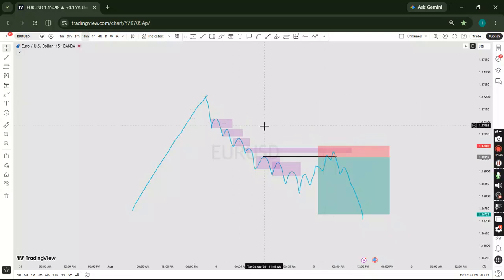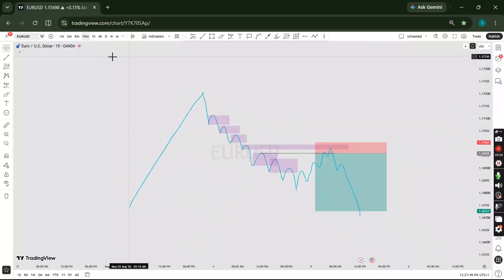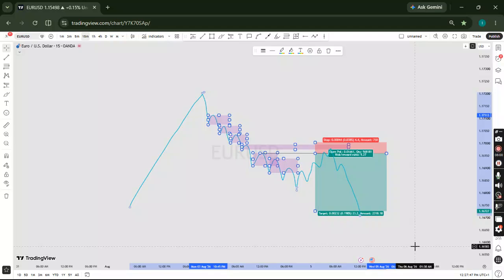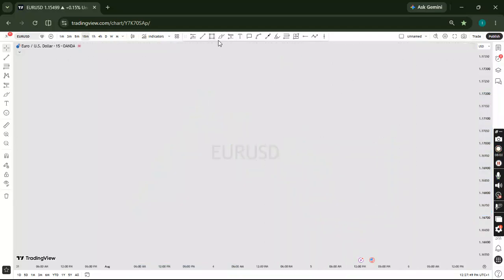So this is for a price that is coming down. You need to understand where your liquidity is, where your entry is, and boom, the price would respect you. All right. Now let me delete this, and then we'll do another one for the opposite direction.